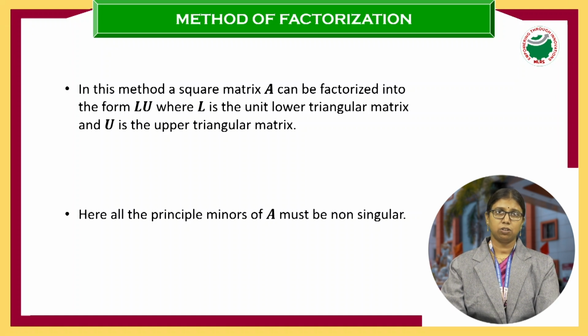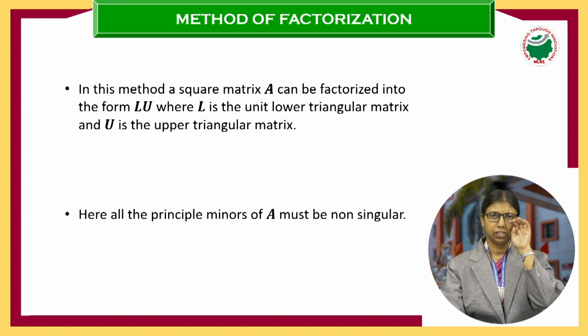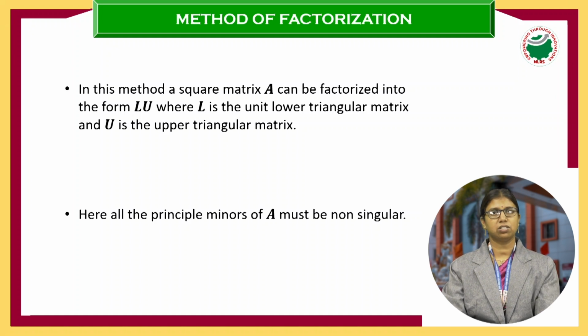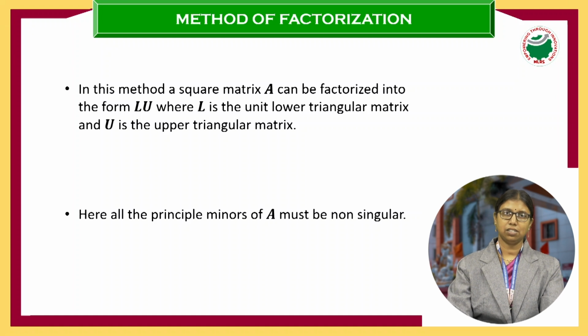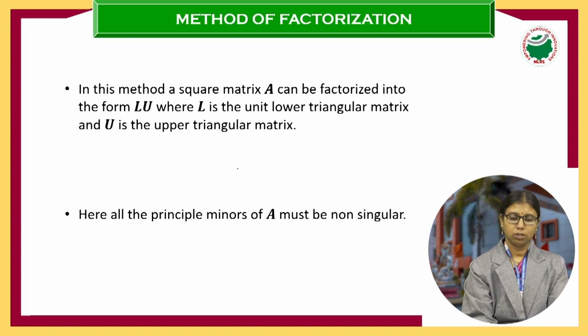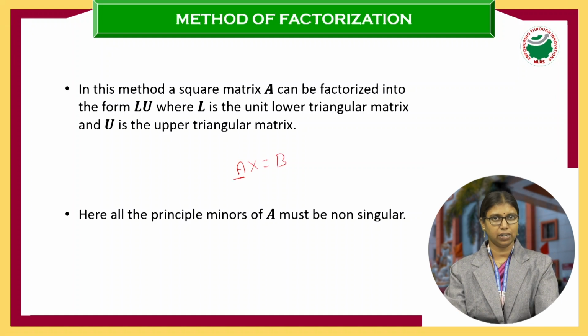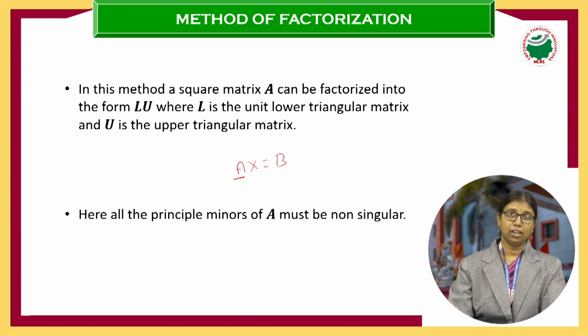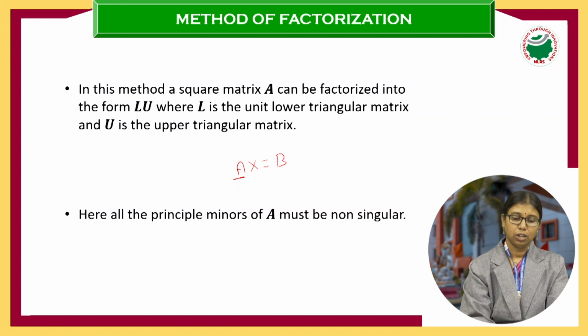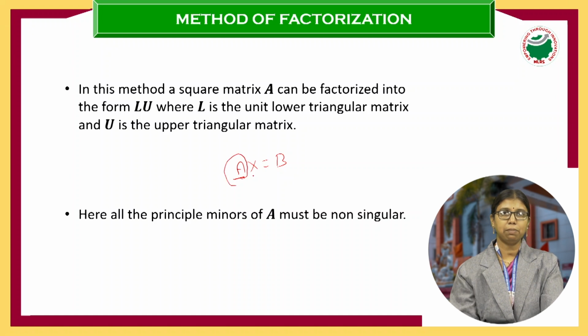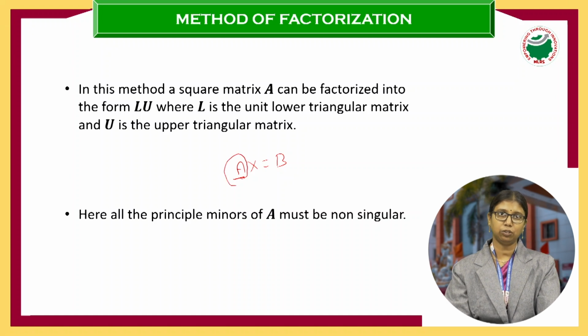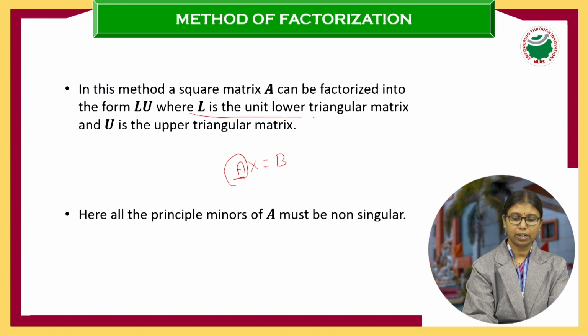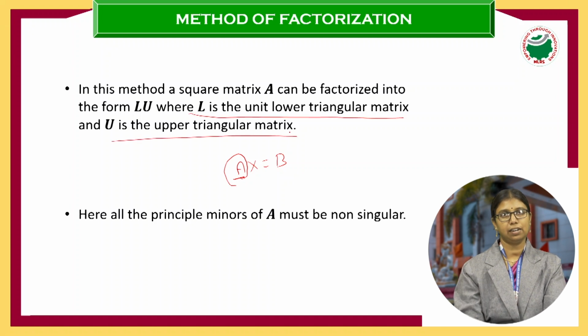To solve any set of non-homogeneous equations with three variables, we have to take the matrix representation. That is a common step for all non-homogeneous systems of equations. The matrix representation is always Ax equal to B, where A is a coefficient matrix, X is an unknown vector, and B is a constant vector. In LU decomposition, or method of factorization, you have to express the square matrix A in the form of L into U, where L is the unit lower triangular matrix and U is the upper triangular matrix.